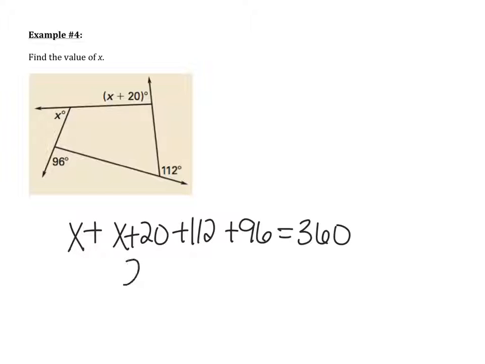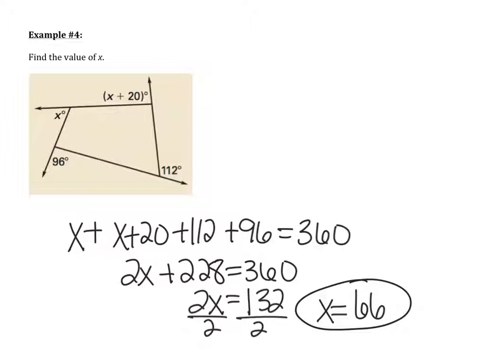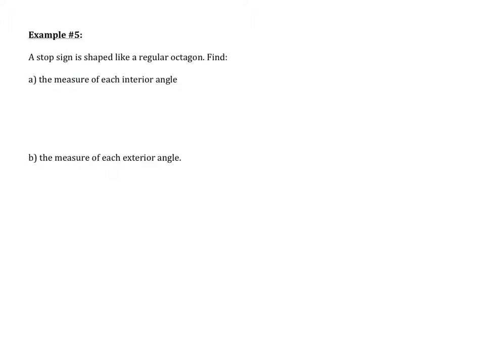So X plus X is 2X, and then I would just combine the 20, the 112, and the 96 to get 228. So then I would just subtract 228 from both sides, so I'd get 2X equals 132. So then you just divide both sides by 2, and you end up with X equals 66. So remember, make sure you are answering the question you're asked. It just said to find the value of X, which we did. X equals 66.